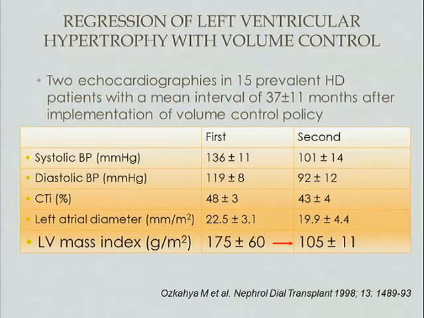2 echocardiographies in 15 prevalent HD patients with a mean interval of 37 months. And you see that as the blood pressure came down, both systolic and diastolic, the cardiothoracic index was reduced, the left atrial diameter decreased, but most important, the left ventricular mass index decrease was substantial.